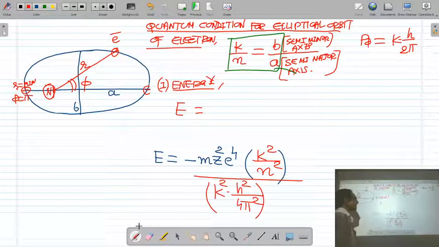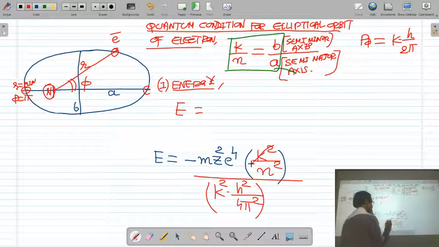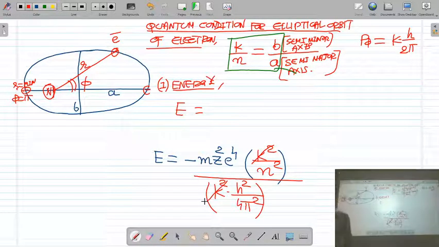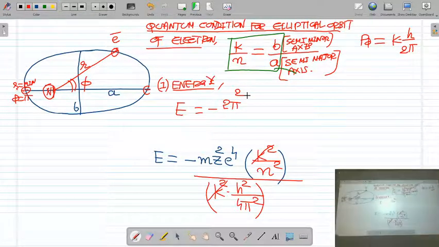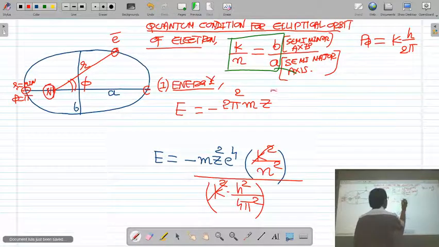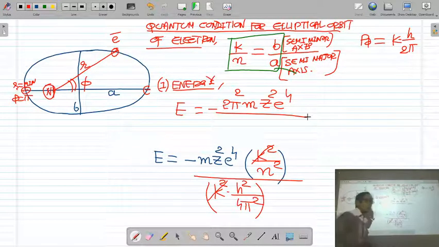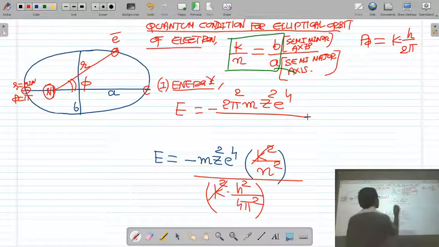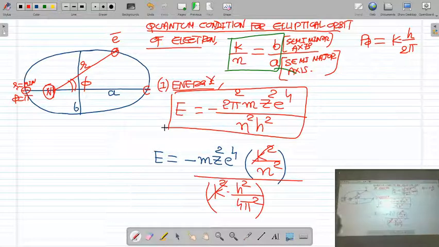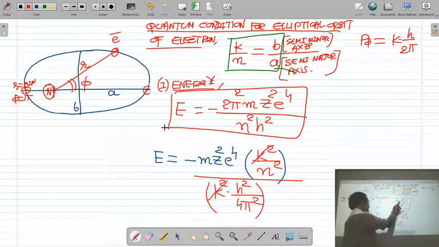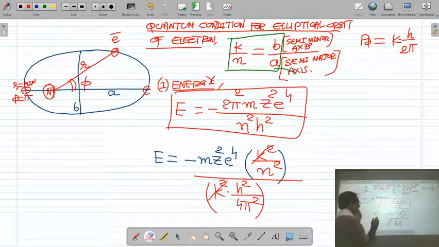You can cancel out the terms. This k square is going to be cancelled. So if you simplify this, you will get the exact equation for the energy: minus 2 pi square m z square e to the 4 upon n square h square. So the energy of an electron moving in an elliptical orbit about the nucleus is minus 2 pi square m z square e to the 4 upon n square h square.